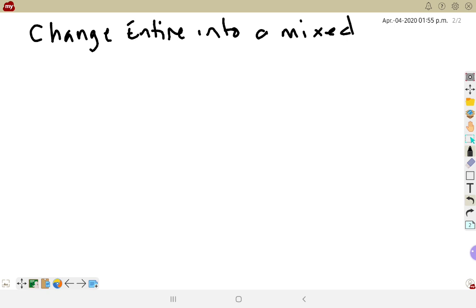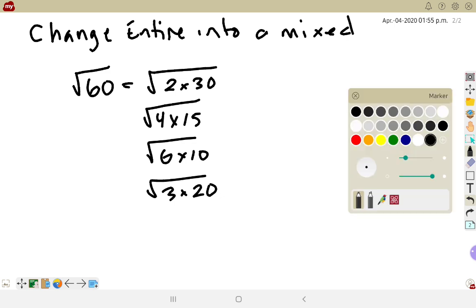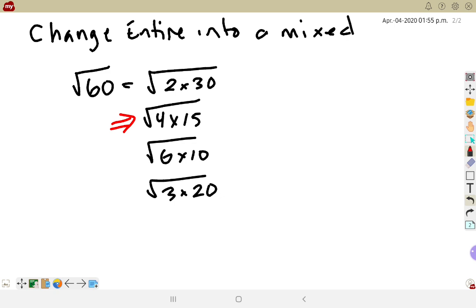Okay, so I'm going to start off with something like, let's say, the square root of 60. So we talked before, we said there's lots of different ways that we can change 60, because we just need to find two factors, right? So I could do 2 times 30, or I could go 4 times 15, or we could go 6 times 10. I forgot 3 times 20. We could do any of those. But the only one that's actually going to help us change it from entire to mixed, the only one that's actually beneficial to us is this one here. And this one is helpful because 4 happens to be a perfect square.